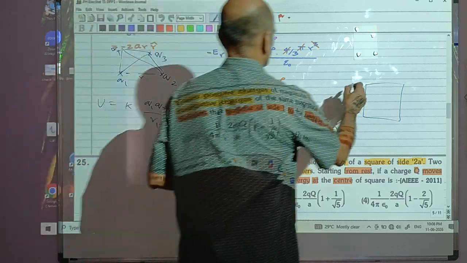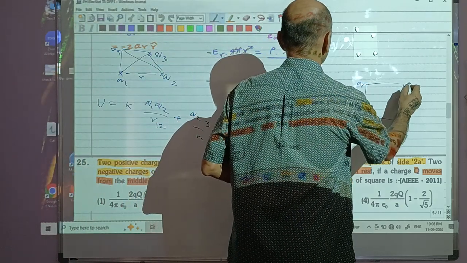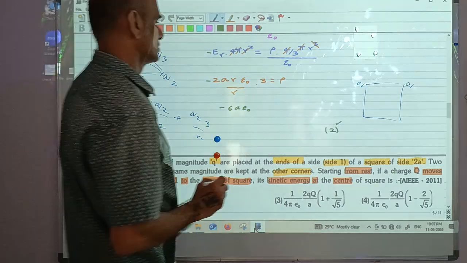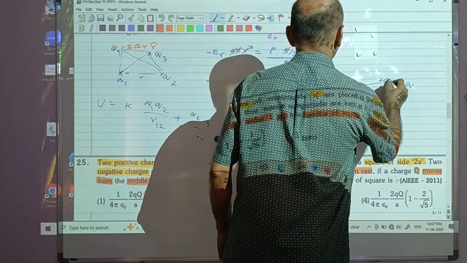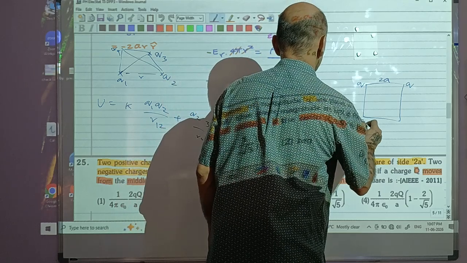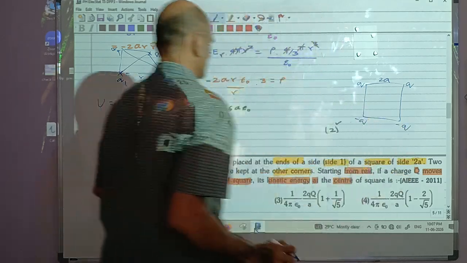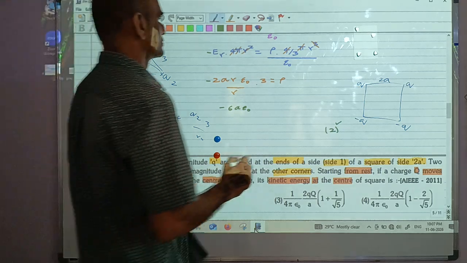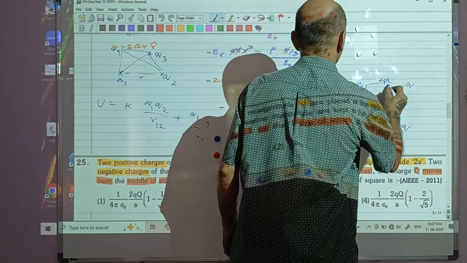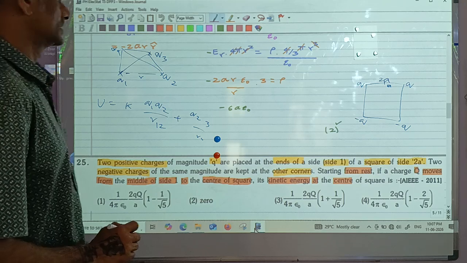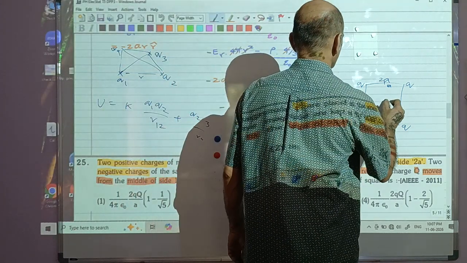Positive charges. As soon as you read the question, you draw a figure and then mark everything as much as possible. Two negative charges. Starting from this charge to this below side one. So from here it moves here.